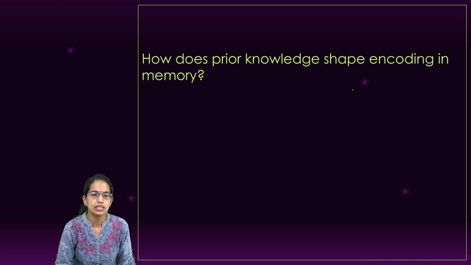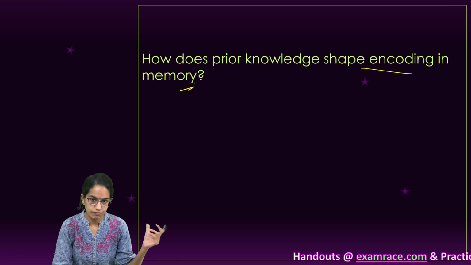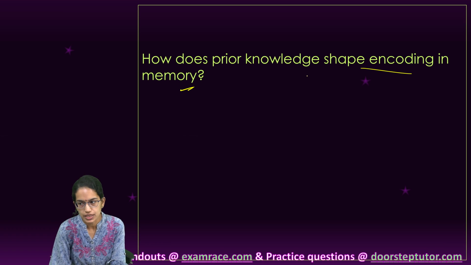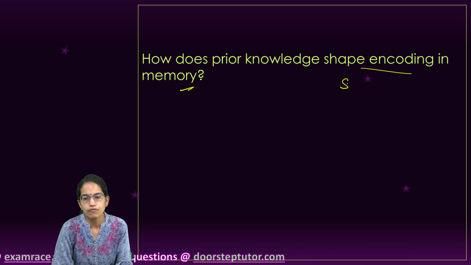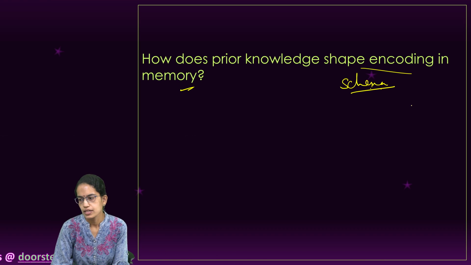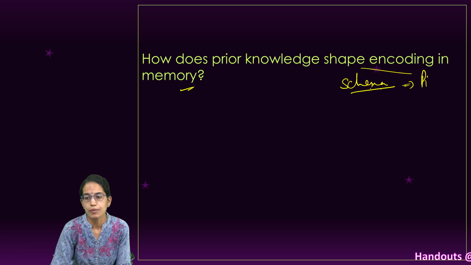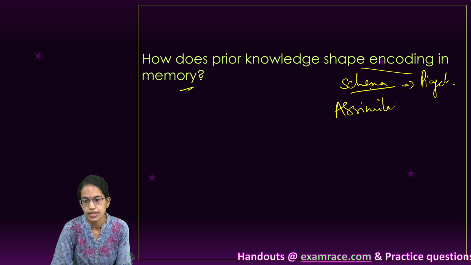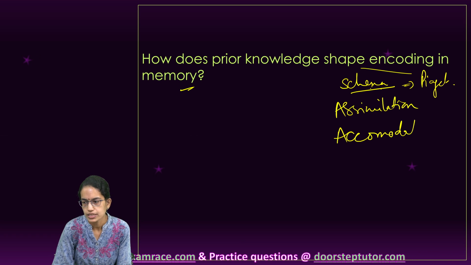The next question is, how does prior knowledge shape encoding in memory? Now in our video lectures we have already talked about how knowledge helps in encoding. So we have understood there are two important possible ways. So the first method we call is the schema theory. Now the schema method has been extensively applied by Piaget, and we have focused on two methods, which are assimilation and accommodation. So assimilation and accommodation are the methods.